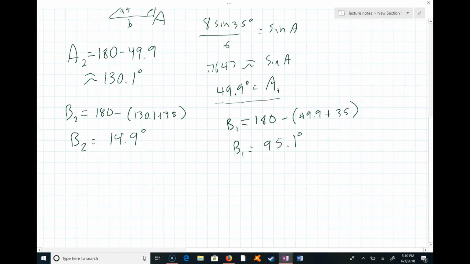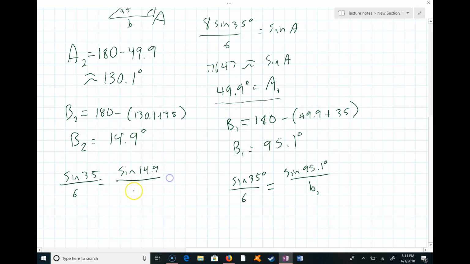So we're going to go back and use the same law of sines. So we take sine of 35 over 6 is equal to, and now we're looking for side B, so we're going to go sine of 95.1 over lowercase b, and that would be 1. And we're going to do the same thing over here. Sine of 35 over 6 is equal to sine of 14.9 over lowercase b. Okay, and then we'd solve that.